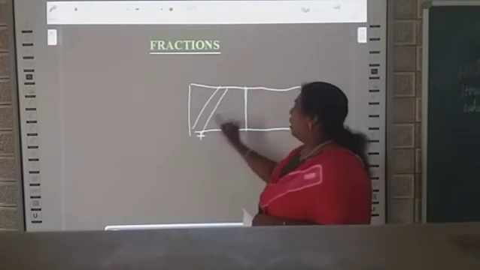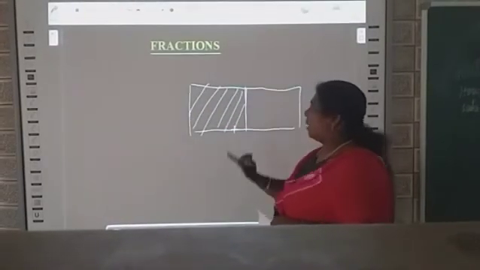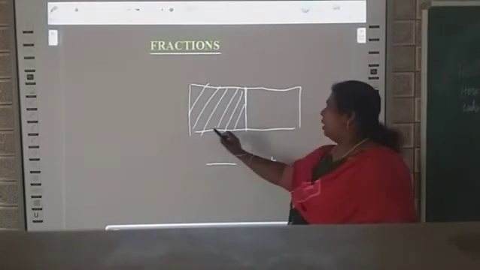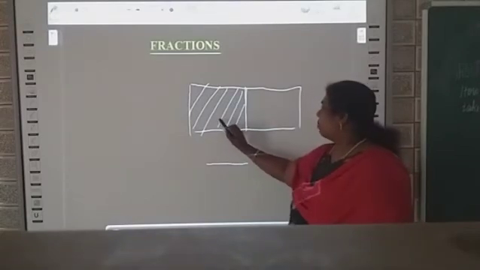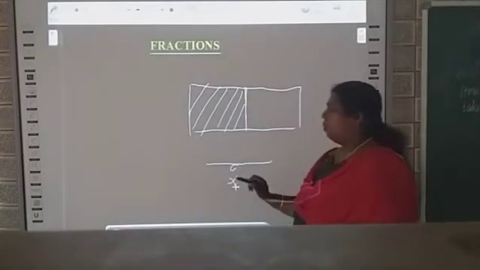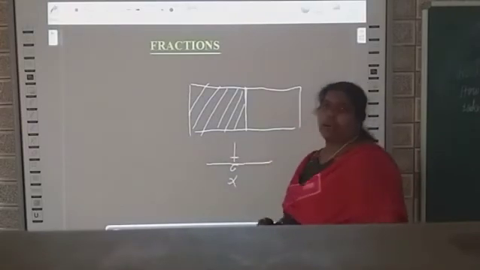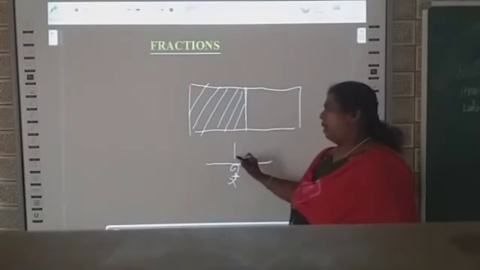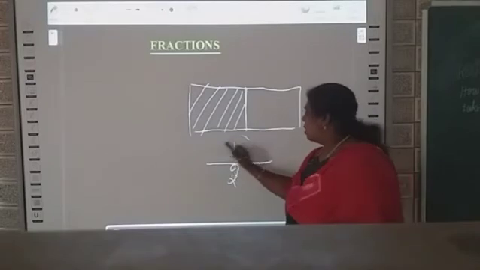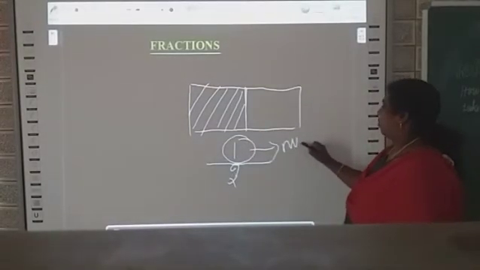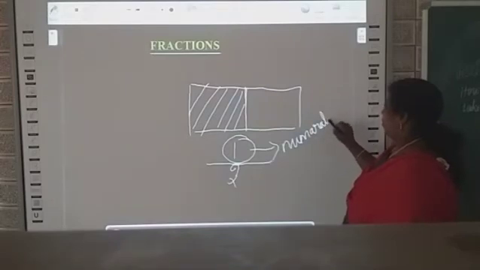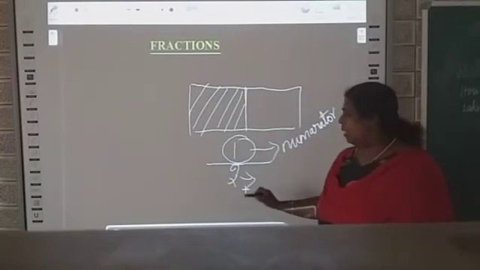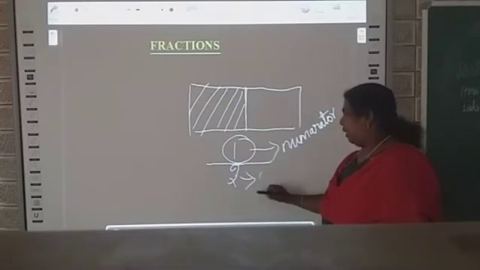If I am shading one part, how can we write the fraction? Here the denominator is the total number of parts. Total number of parts means 1, 2. 2 parts. How many parts are shaded? Only one part. So the total number you have to write in the denominator. Then how many parts are shaded? That is in the numerator. This is called the numerator value. The total number of parts is the denominator.